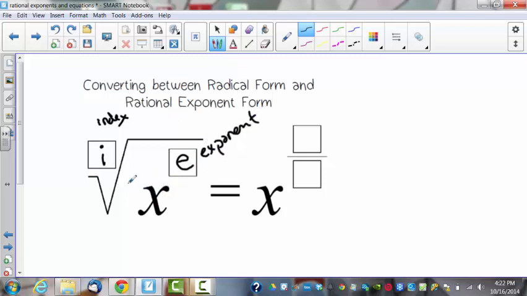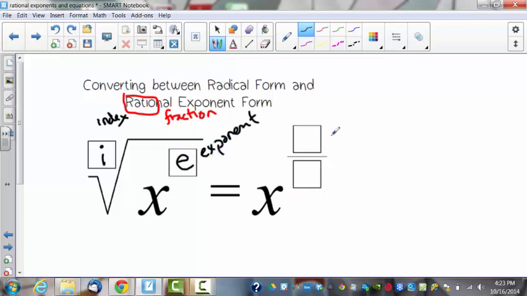So when you have a radical, you can convert it to a rational exponent form. Now let's go back to rational, and what math word do we see here? Ratio. And another word for ratio, you can write a ratio also as a fraction. So rational means writing the exponent as a fraction. Now, we've got the variable I to represent the index and the e to represent the exponent.